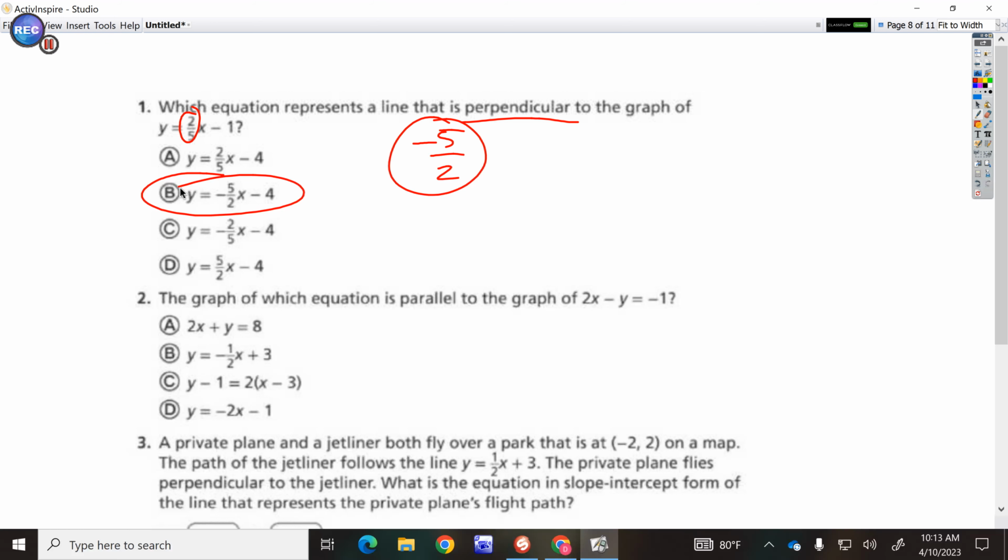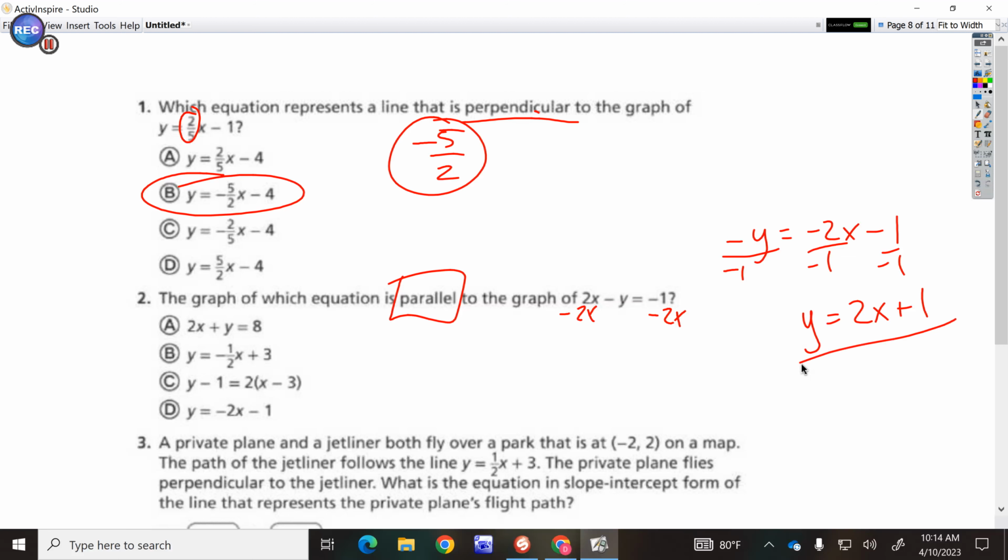The second one says parallel here. That means same slope, not opposite like it did here. Parallel is the same slope. So over here, we don't know the slope yet. We have to subtract 2x from both sides and then divide by our coefficient, which is -1. That gives you y equals 2x plus 1.